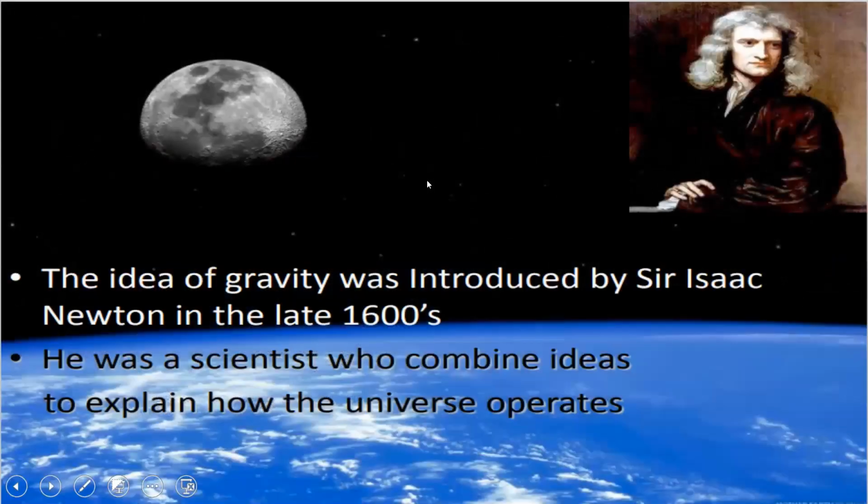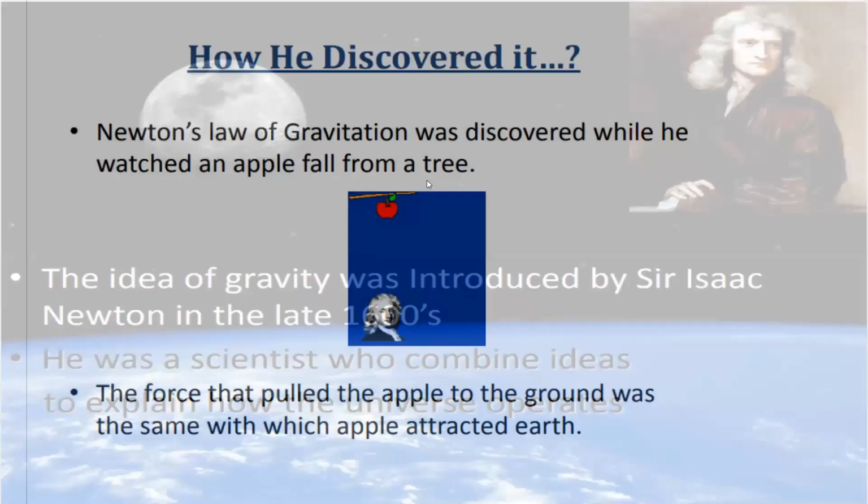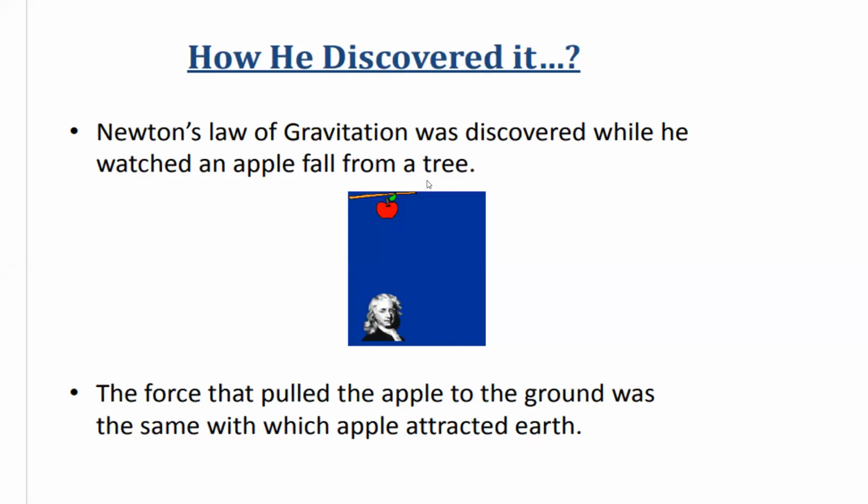Now, all of us know that the idea of gravity was introduced by Isaac Newton in the late 1600s. He was a scientist who combined ideas to explain how the universe operates. You know, the apple falling and this story. Let's see today how he discovered it. Newton's law of gravitation was discovered while he watched an apple fall from a tree.